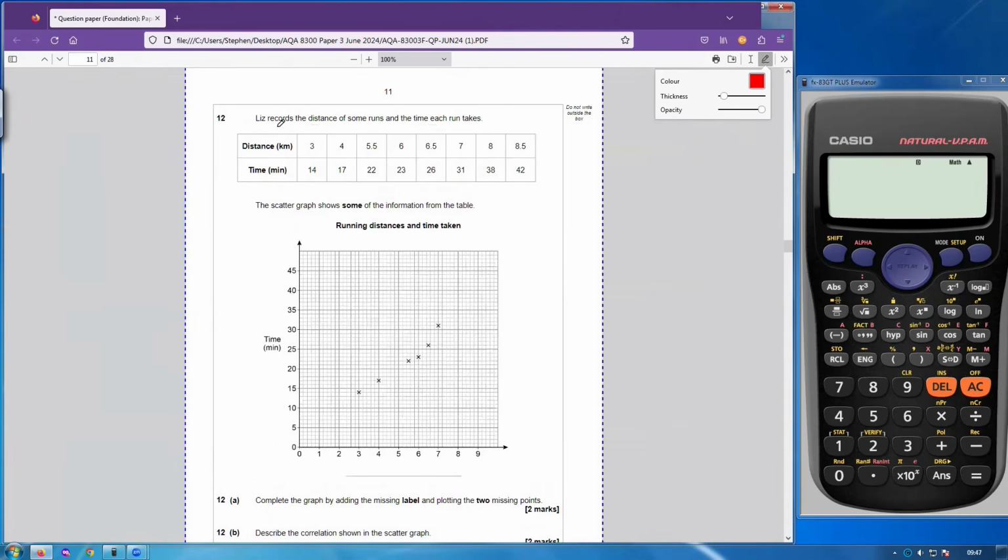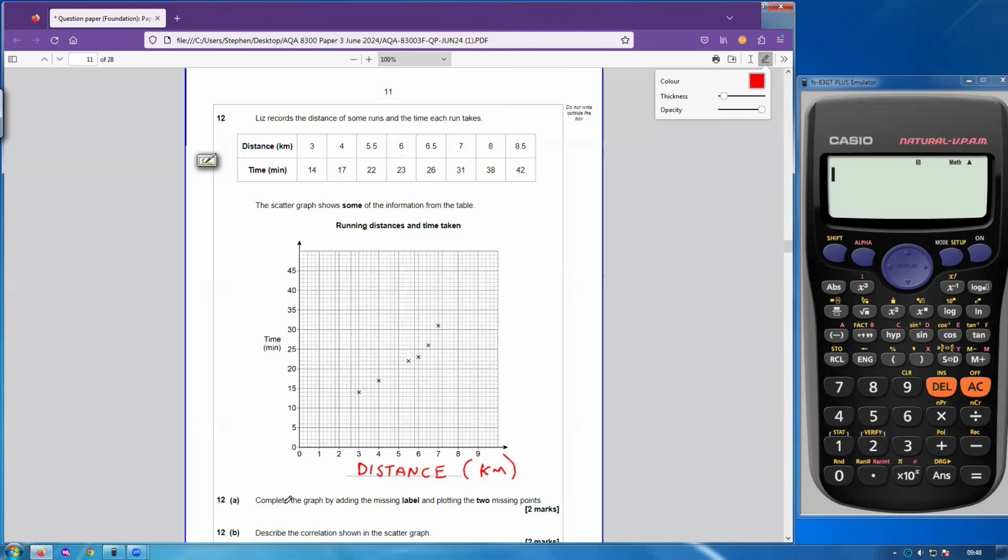Question 12. Liz records the distance of some runs and the time each run takes. Here's our distance in kilometers: 3, 4, 5.5, and so on. The time is in minutes, 14 minutes, 17 minutes, okay. Running distances and time taken. Complete the graph by adding the missing label. Well, if this is time, this bottom one must be distance. So we're going to go distance. And see there, they put in brackets the minutes. We'll put in brackets the kilometers. Okay.